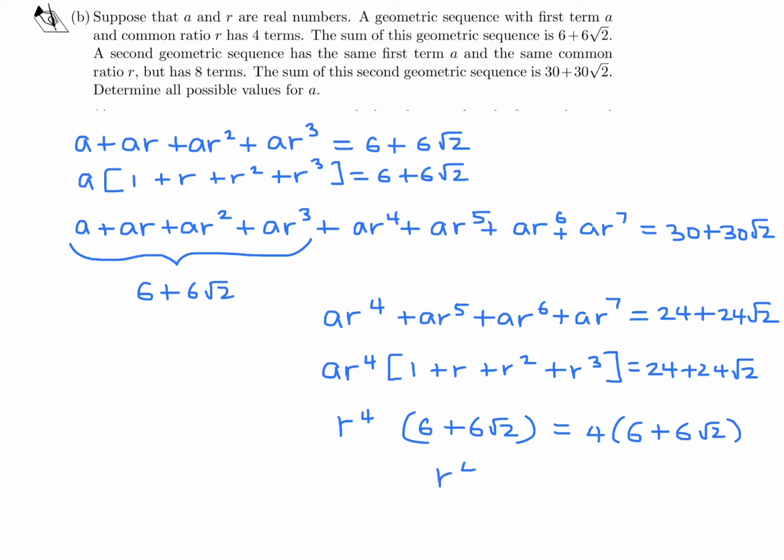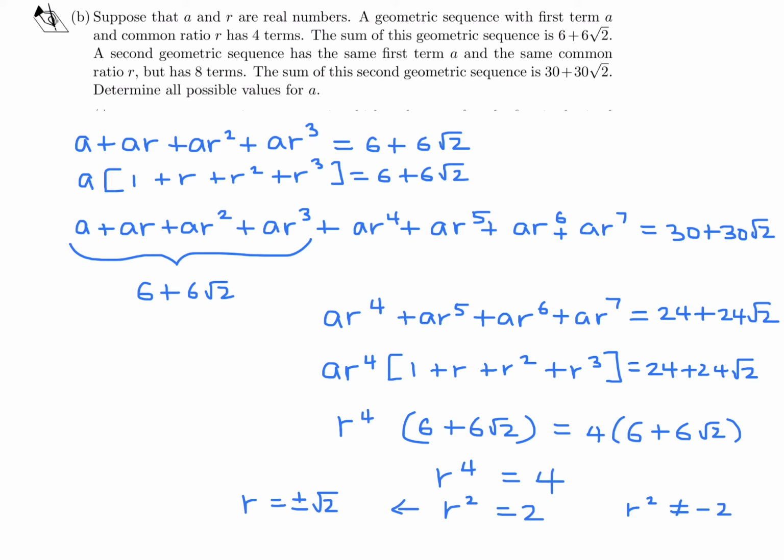And then the 6 plus 6 root 2's cancel from both sides, and all you get is r to the power of 4 is 4. So that means that r squared is 2. It's plus or minus 2, but it can't be minus 2, right? Because r squared cannot be minus 2, because r squared is a positive number because it's a square. But this one will lead to r is equal to plus or minus root 2.